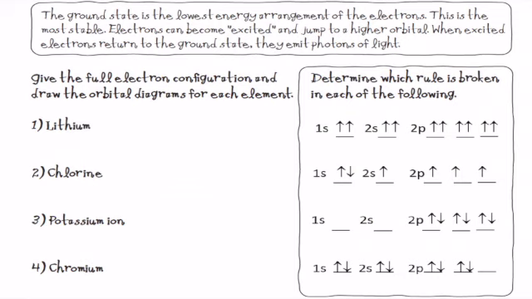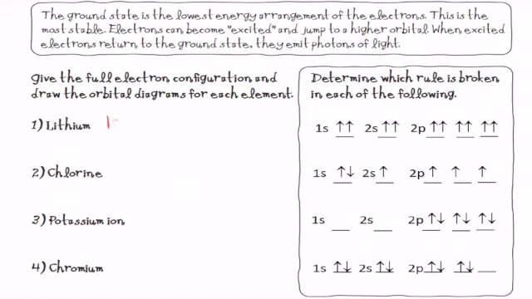This is the most stable. Electrons can become excited and jump to higher orbitals. When excited electrons return to the ground state, they emit photons of light. This is what you saw in the flame lab. So give the full electron configuration and draw the orbital diagrams for each of the elements.